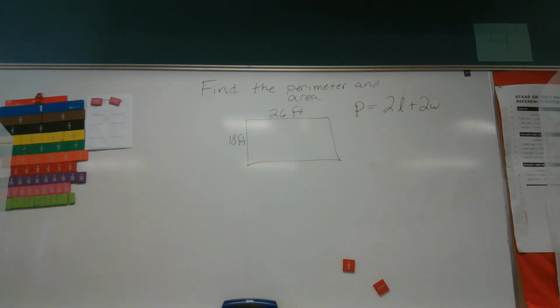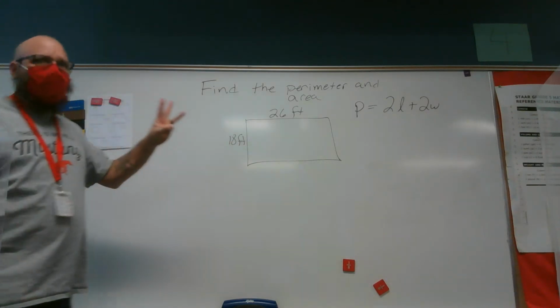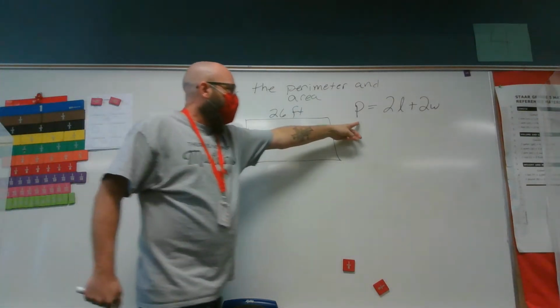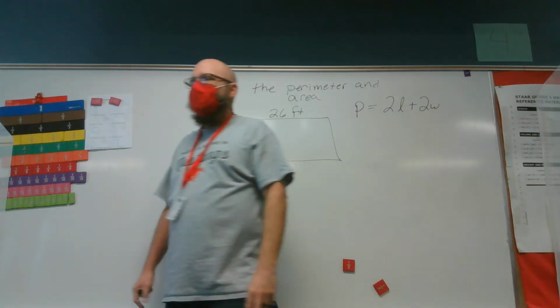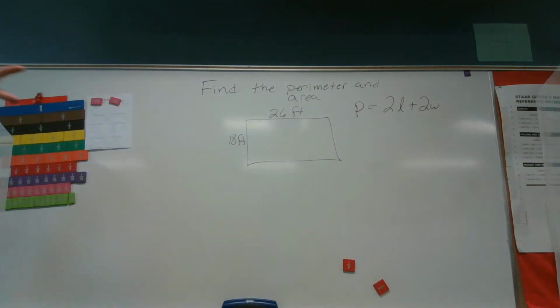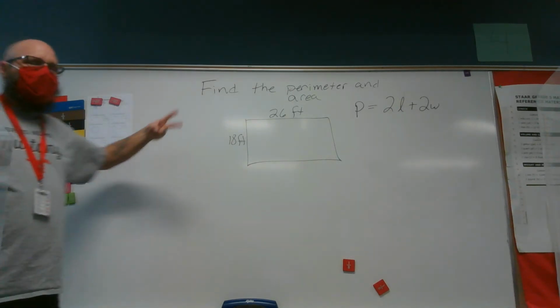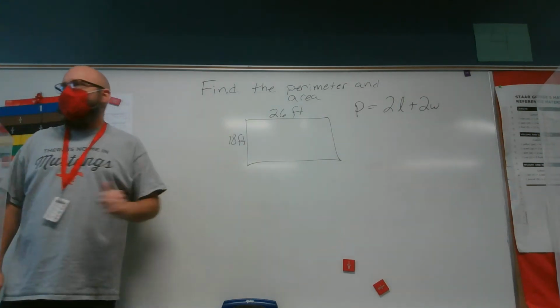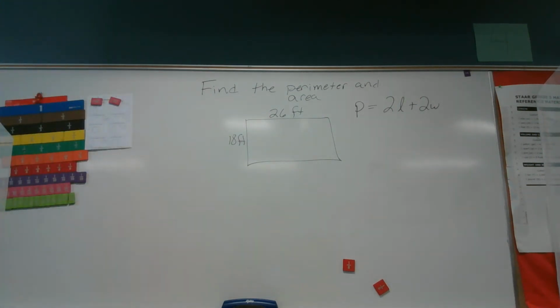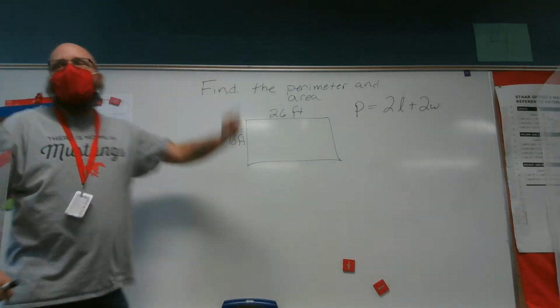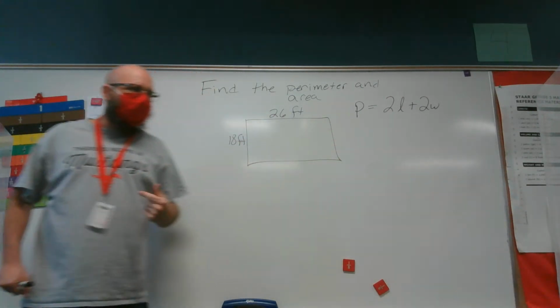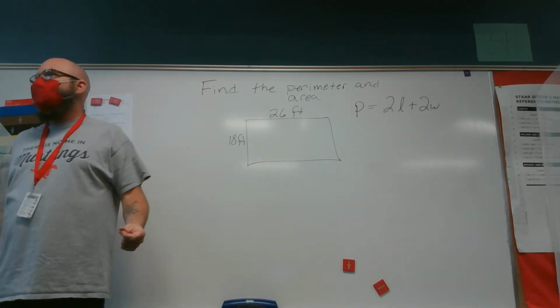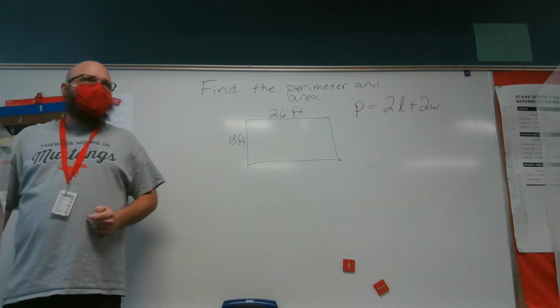Why? Because I said to. And because now I know I have 3 variables. I have 3 letters in this problem. I have a P, I have an L, and I have a W. They're going to give me 2 of those pieces of information. And once I have 2 of those pieces of information, I can solve this problem. But it's not always going to be the length and the width that they give you. Sometimes they may give you the perimeter and the length, but not the width. And you have to find that. That's why the formula is so important.